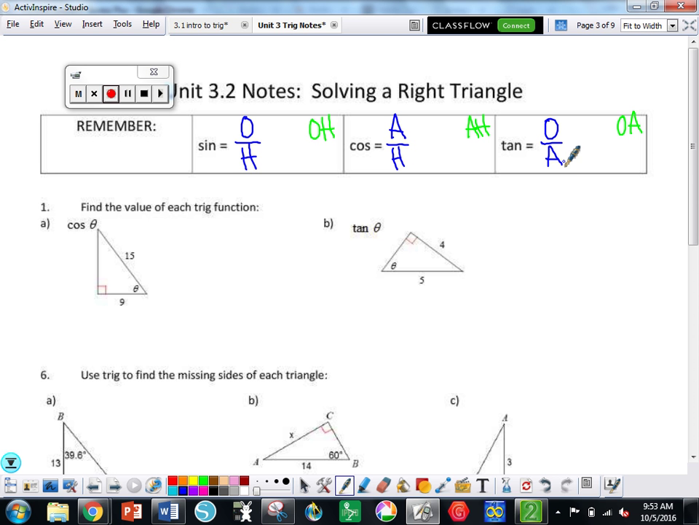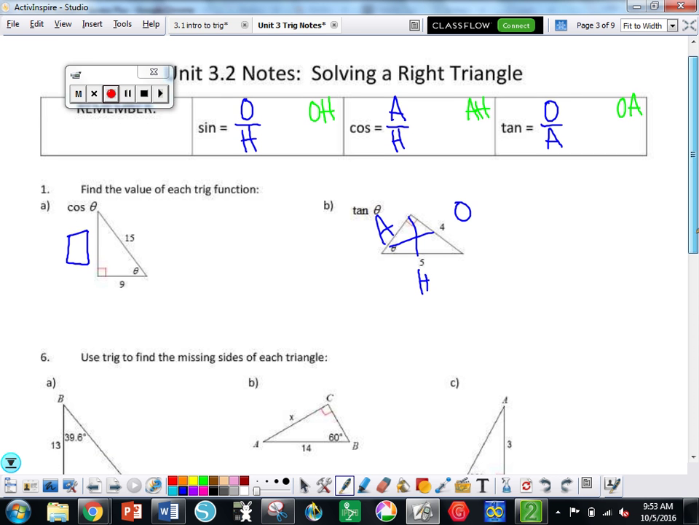Now we weren't supposed to spend the first half of class going over questions like 1 and just 1. But we did, so we're skipping them. Are you okay with that? Do you feel okay labeling it? O is always across from the theta. H is always across from the 90. A is my missing one. Is that okay? And what do you do one more time if you don't have a side and you need it? Pythagorean theorem, yes. Pythagorean theorem.